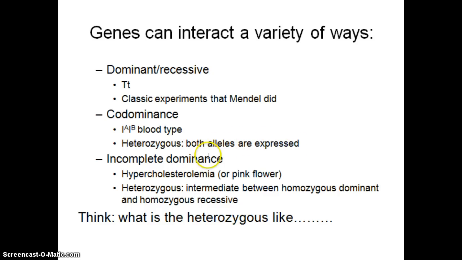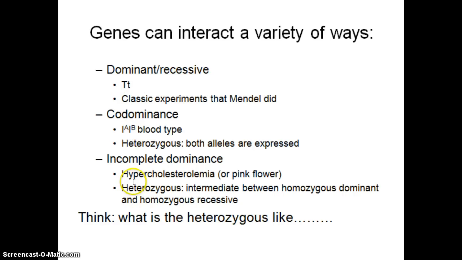In incomplete dominance, we don't see either parent. We see something that's in between. Again, if we have red and white, we would have pink. So here we want to focus in on the heterozygous. The heterozygous here looks like the dominant. Heterozygous here shows both traits.